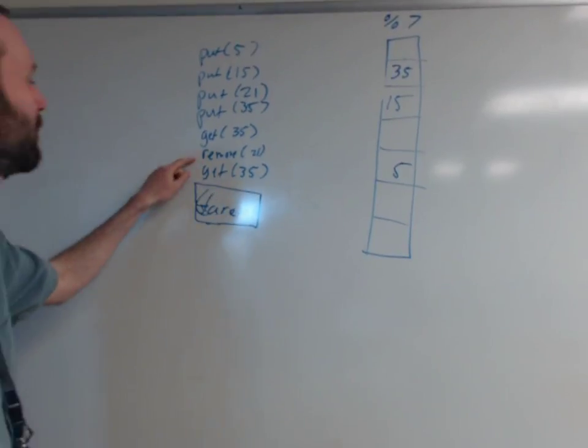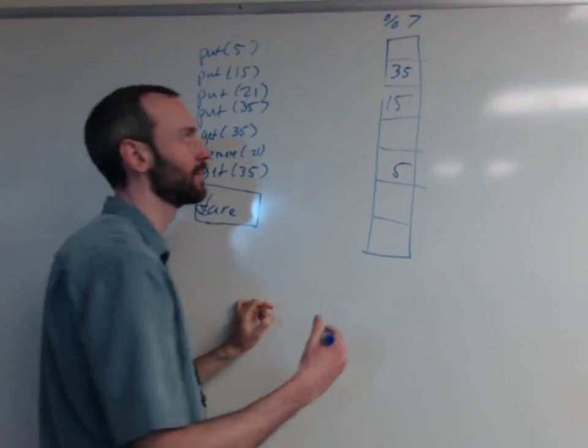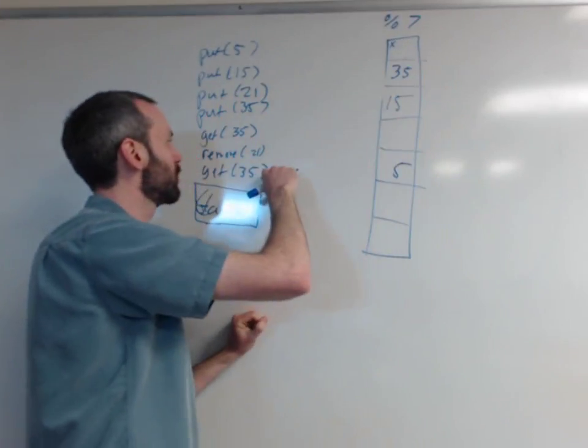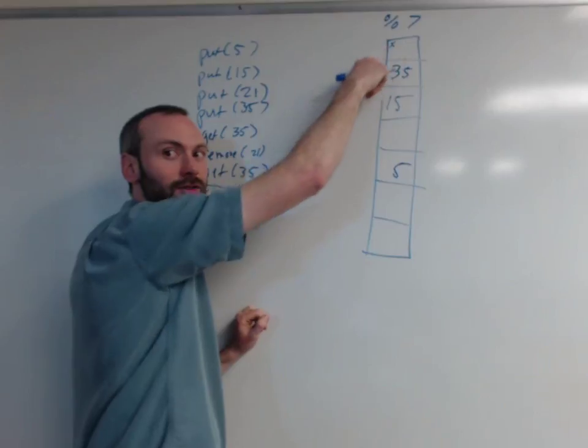When you delete something when using open addressing, you mark it as deleted, meaning that if you try and get something that's been marked deleted, you continue on.